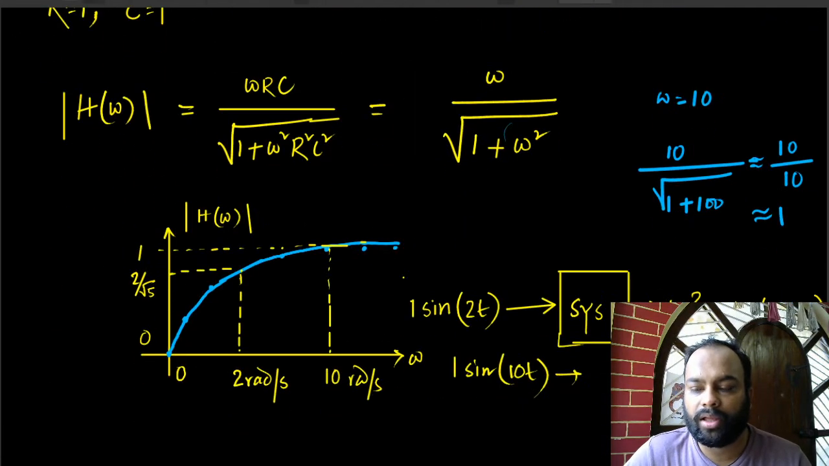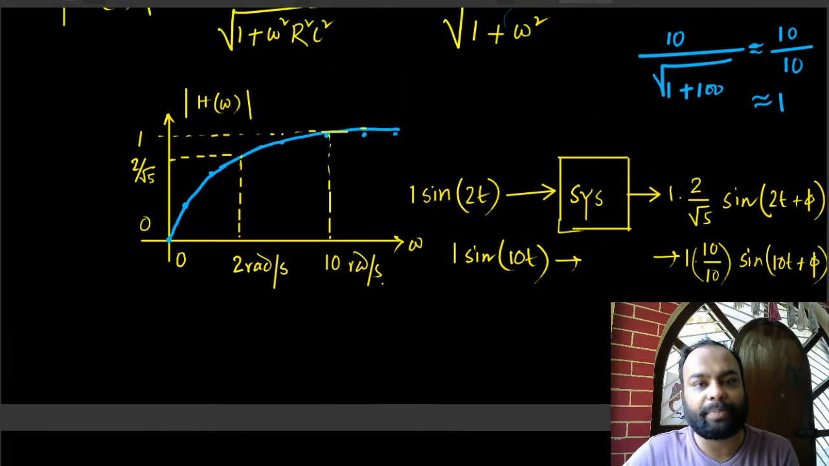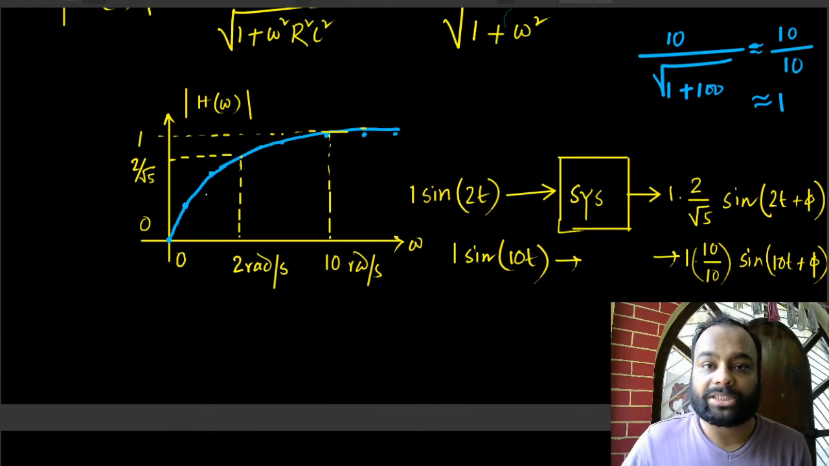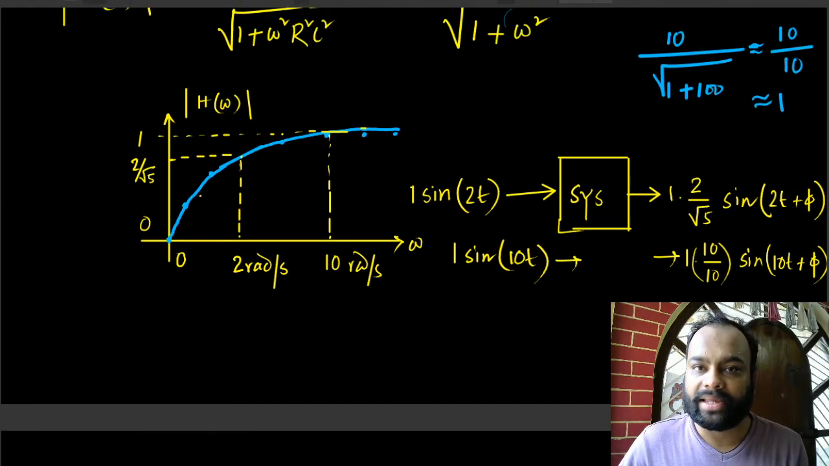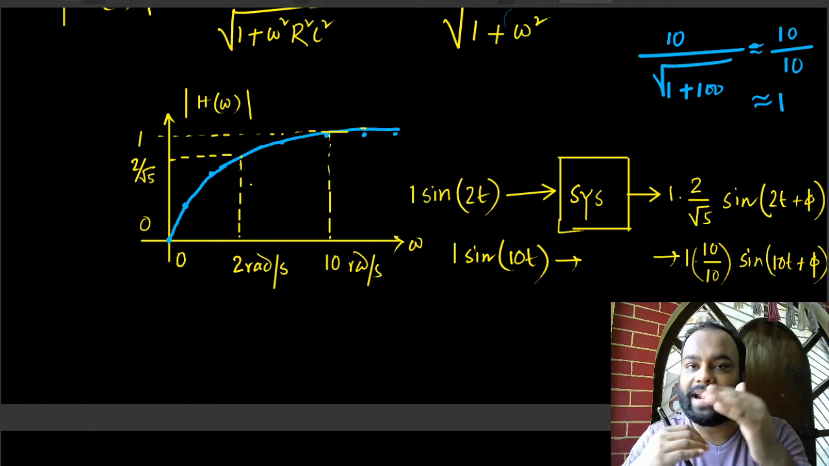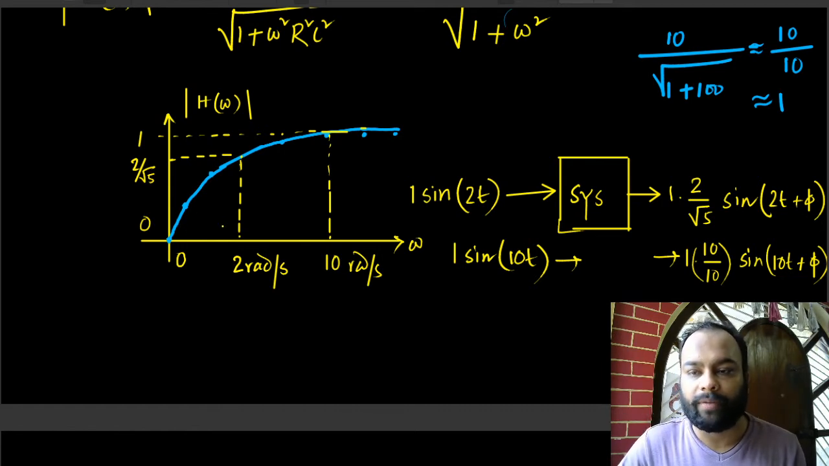Okay, so with that said, this particular system allows low frequencies to pass, or sinusoids of low frequencies to pass, but with a great reduction in amplitude, right? If I give it a low frequency input, what happens? It allows that signal to pass, but with a great reduction in amplitude, right?